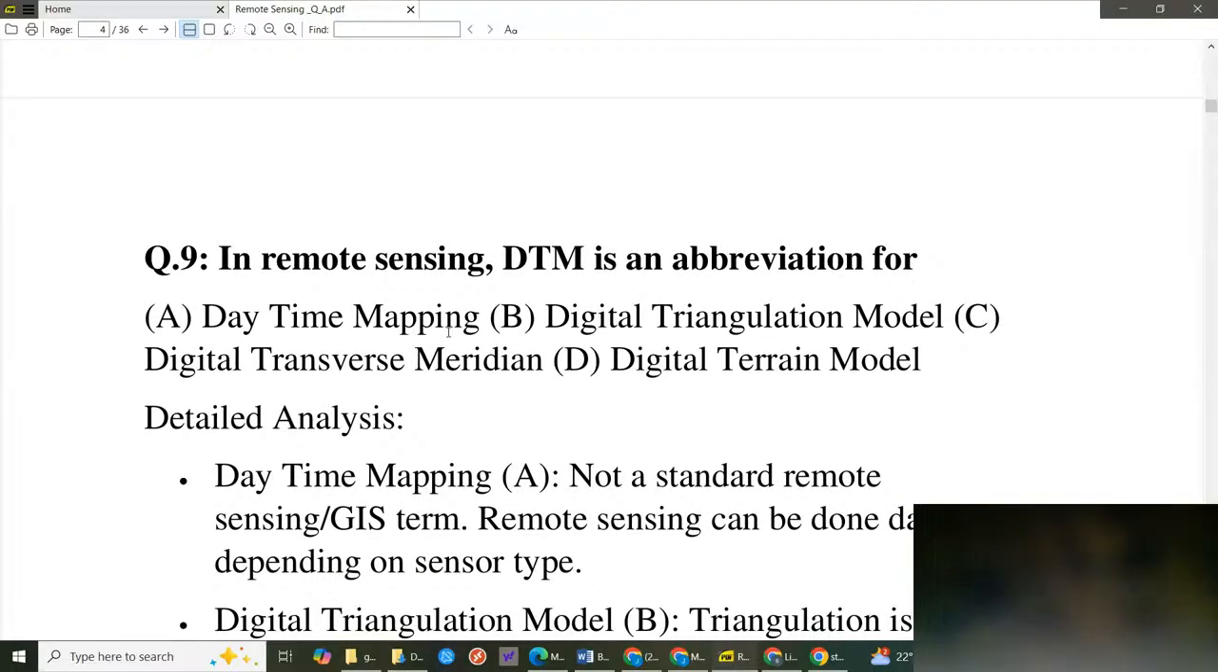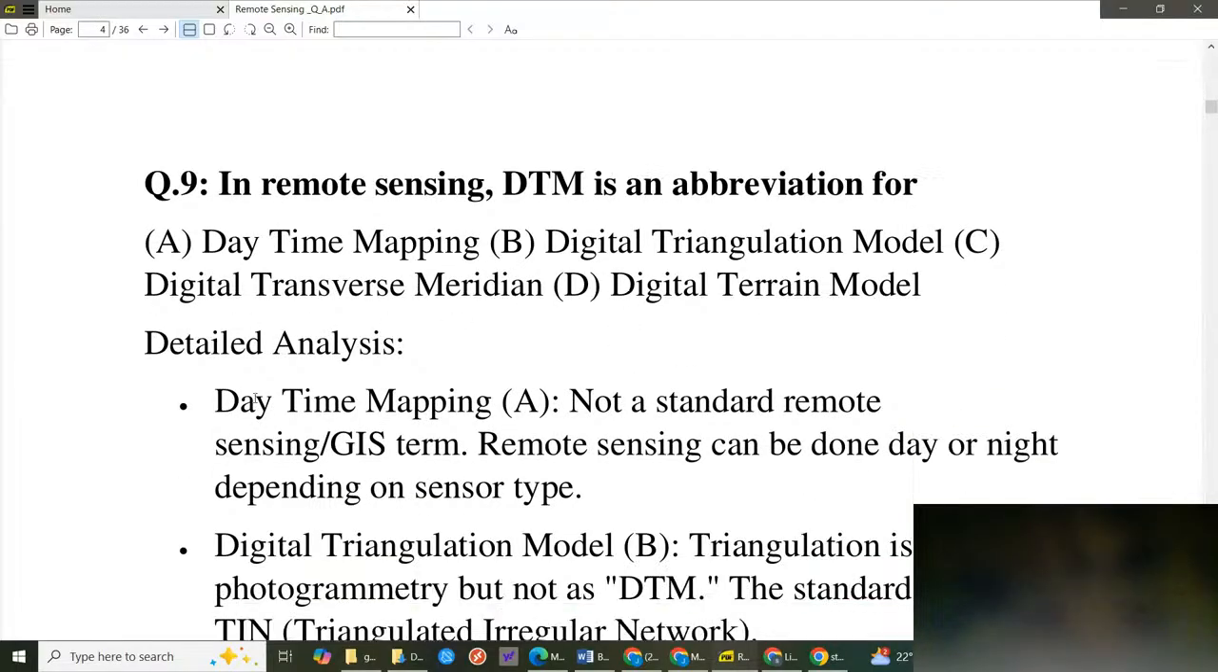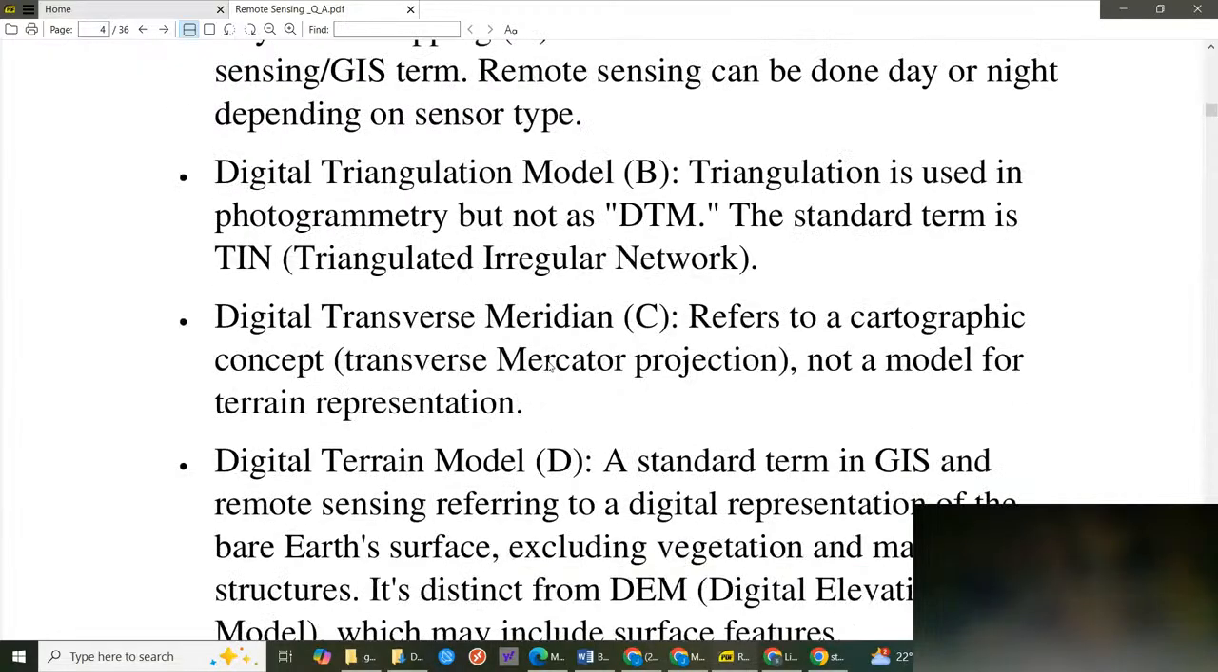And the next question in remote sensing: DTM is the abbreviation for this. We will see one by one. Option A, daytime mapping; digital triangular model; digital transfer meridian; and digital terrain model. The correct answer is digital terrain model. I'm not going into depth.